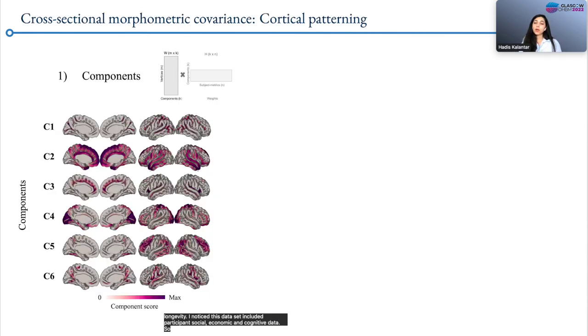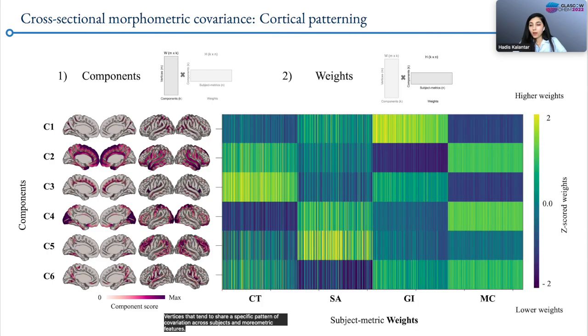So moving to the NMF decomposition results, in the cross-sectional analysis, NMF identified 6 different components from our data, and each component is basically a cluster of vertices that tend to share a specific pattern of covariation across subjects and morphometric features. And here we have the subject-per-metric weights organized for each metric across the different components, which describes a relative weighting of each subject on each component by measure.